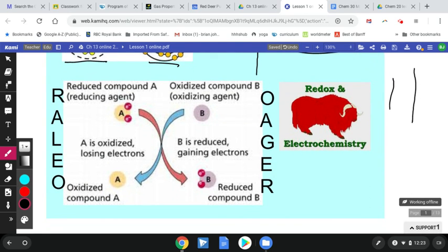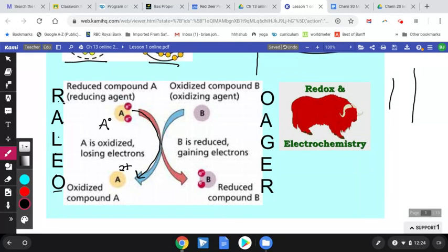Here's another way to look at it. So we have a compound here. It is a reducing agent. And the saying that we use is RALEO: reducing agents lose electrons to become oxidized. So what happened to this reducing agent? It went into the reaction, and when it came out, it had 2 less electrons. If you lose 2 negative electrons, you would actually become 2 plus if you started off as neutral, A0.